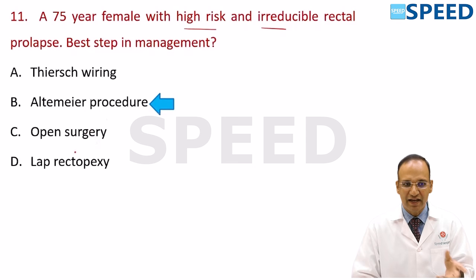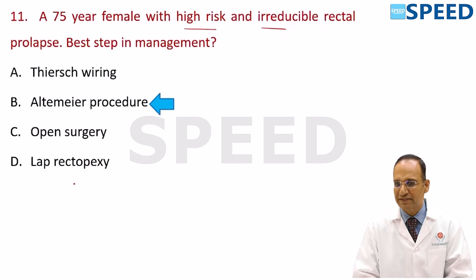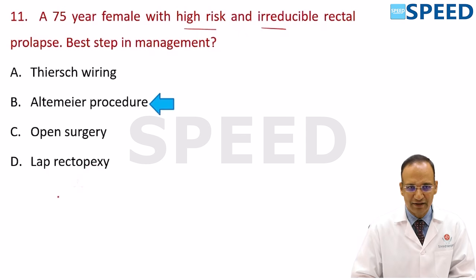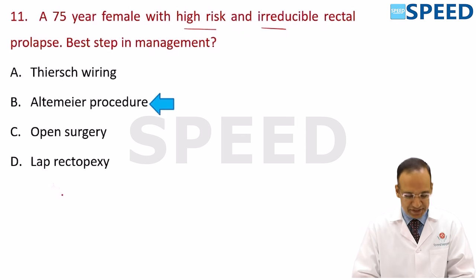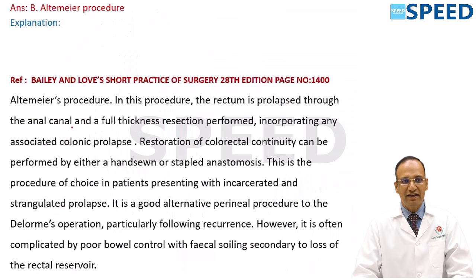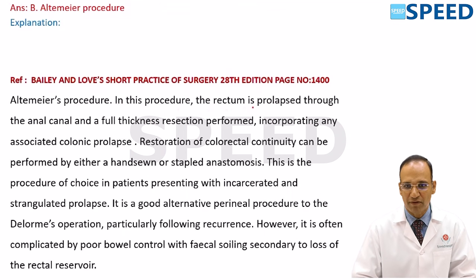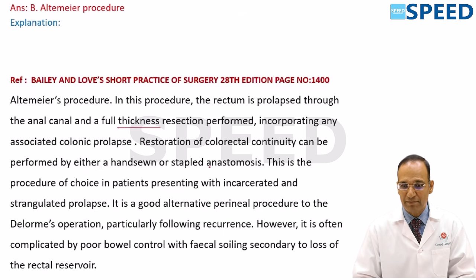And open surgery and laparoscopic rectopexy of Wells, Ripstein or Lahaut. All these are done as a laparoscopic rectopexy to anchor, to fix it to the sacrum or to the rectal slings. And Altemeier's is the most appropriate procedure for the resection and anastomosis. So you can see very clearly the Altemeier procedure is a procedure for prolapsed rectum through the anal canal. Full thickness resection is performed, and the restoration of coloanal continuity can be performed either by stapler or hand-sewn.